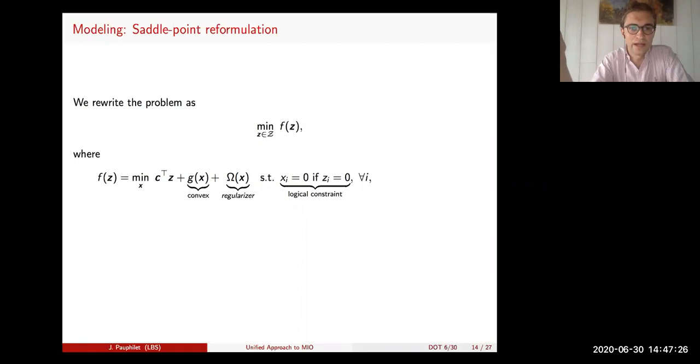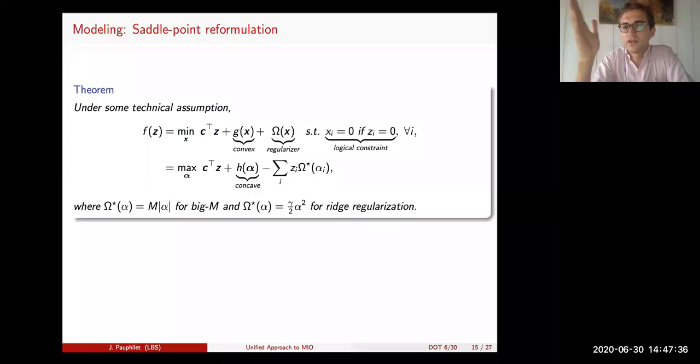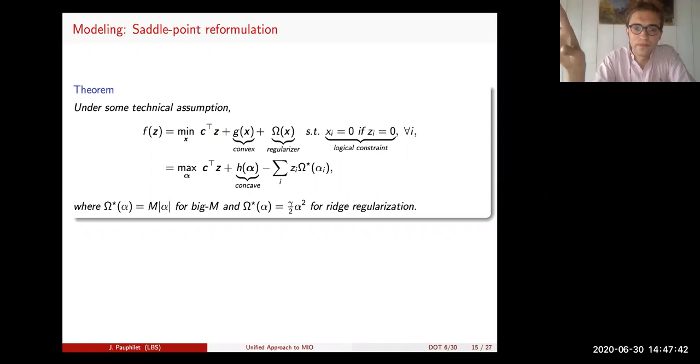So with those notations, you can prove that under some assumptions that tell you you can apply strong duality, f of z can be written as a maximization problem over a dual variable, which we call alpha. H of alpha is just a concave function that's simply some functional conjugate of g. So depending on the problem, h would change.